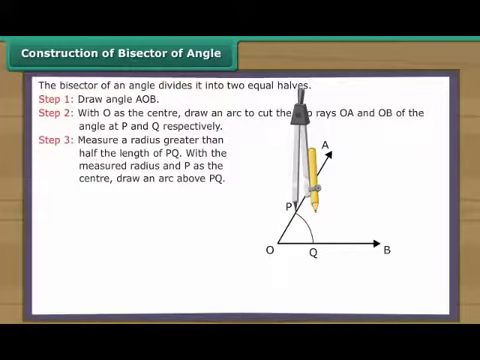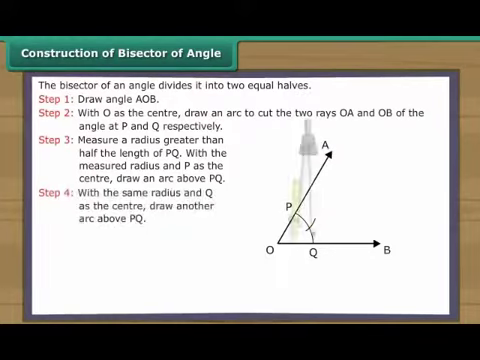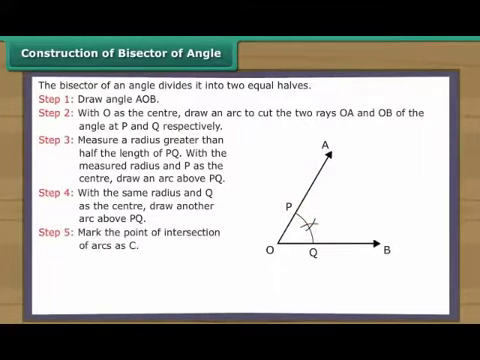Measure a radius greater than half the length of PQ. With the measured radius and P as the center, draw an arc above PQ. With the same radius and Q as the center, draw another arc above PQ. Mark the point of intersection of arcs as C.